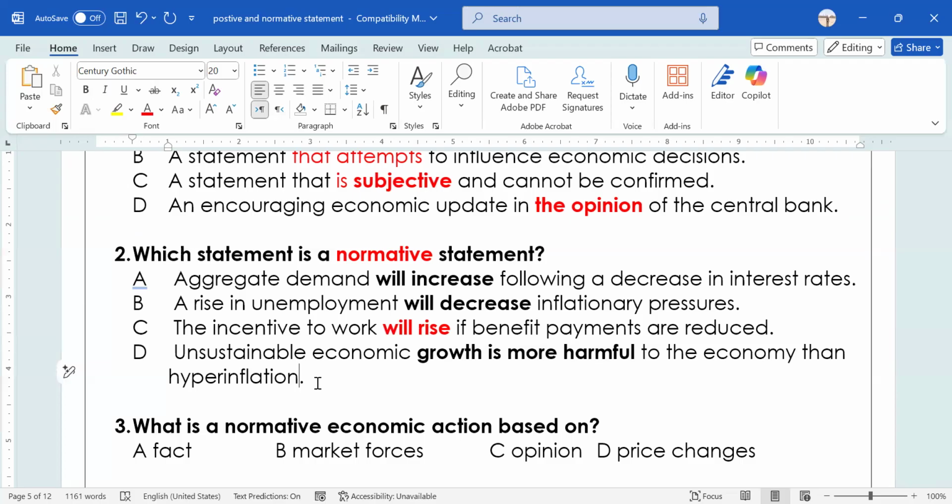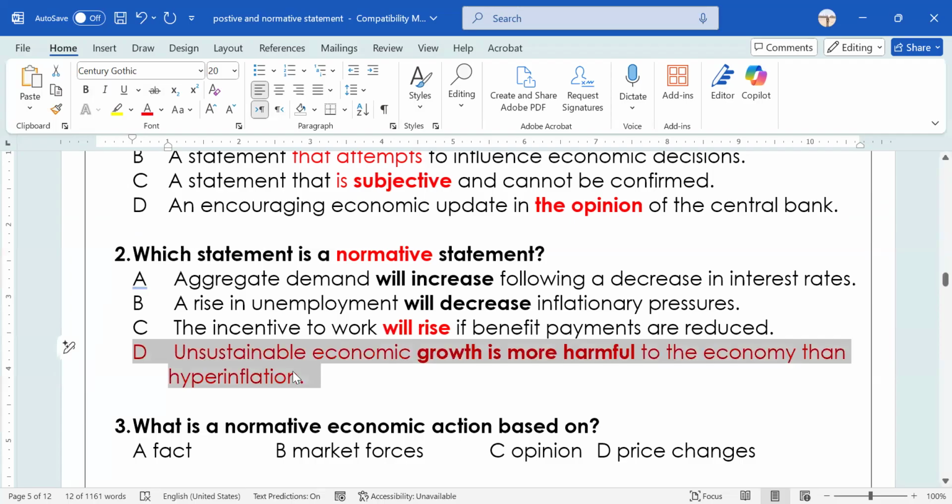So this letter D is the answer, normative. Why? Because it's an opinion. Different people might disagree with this statement because you cannot test it. You cannot test the statement, which one is more harmful, the unsustainable economic growth or the economy than hyperinflation.